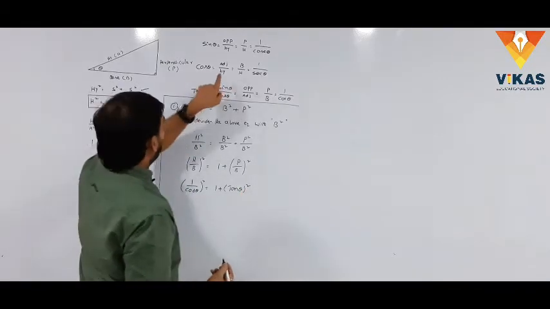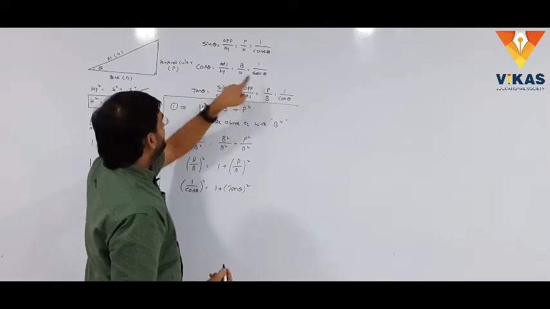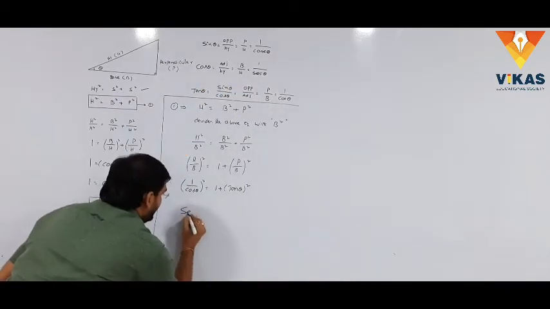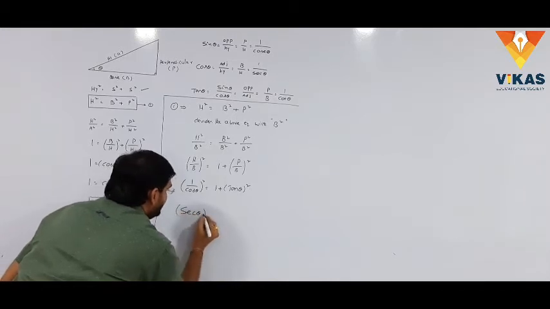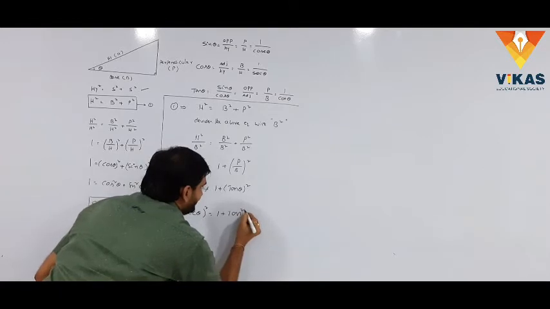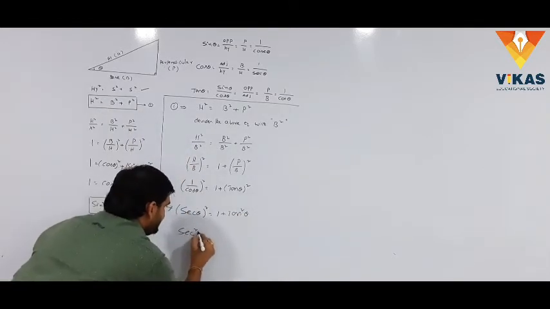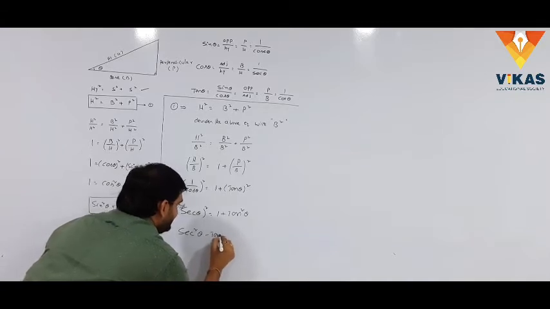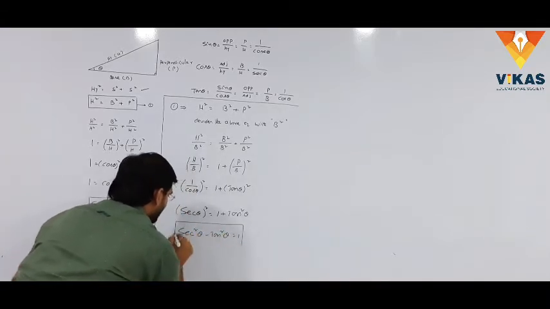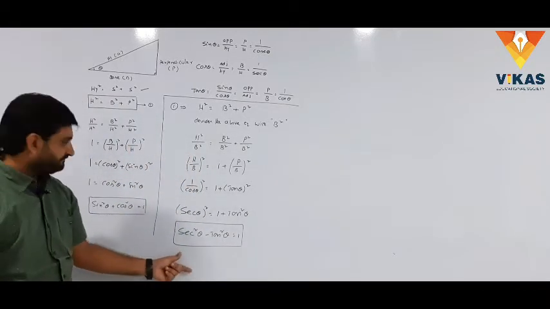We know that 1 by cos theta equal to secant theta. That's why it can be written as secant theta whole square equal to 1 plus tan square theta. Simply students, secant square theta minus tan square theta equal to 1. This is one more important relation in trigonometry.